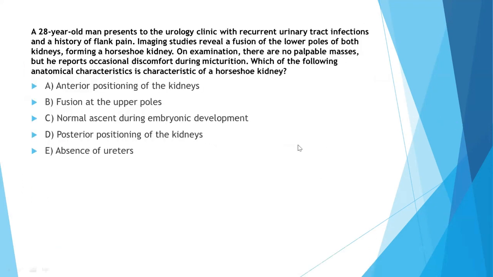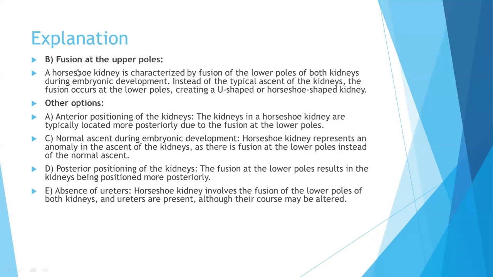And then we have one more question here. Which of the following anatomical characteristics is characteristic of horseshoe kidney? Anterior positioning of the kidneys, fusion at the upper poles, normal ascent during embryonic development, posterior positioning of the kidneys, absence of ureter. So fusion at the upper poles.